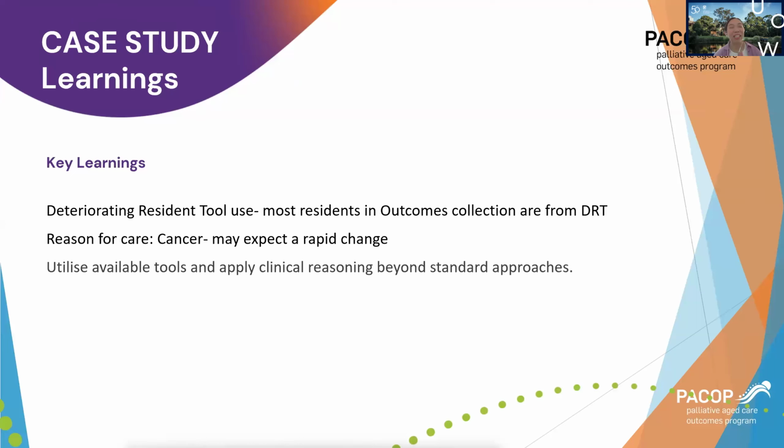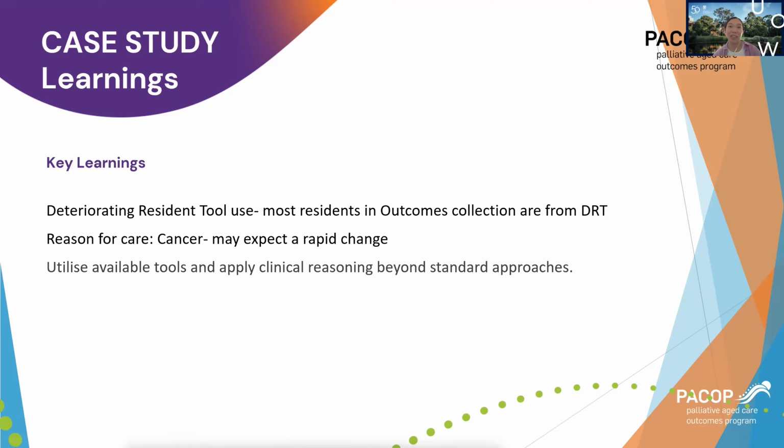Another important key learning is it's good to know the reason for care. Throughout PACOP, we always ask, what's the reason for care for this resident? What's the reason for their deterioration? It's important because, as we talked about earlier on with understanding their trajectories, it then allows us to plan. And specifically for Roy, his reason for care, especially after the hospitalization, was cancer, the metastatic progression of his cancer, which then we could expect a rapid change.